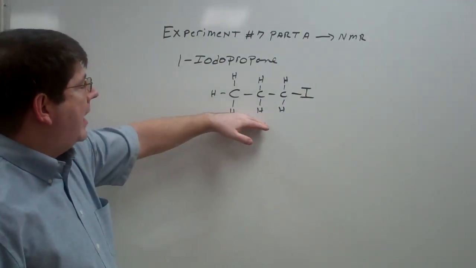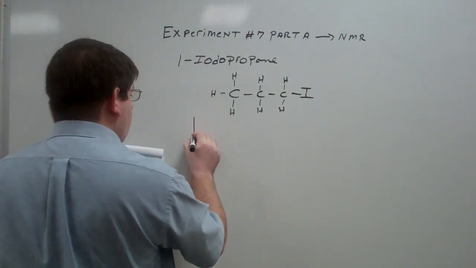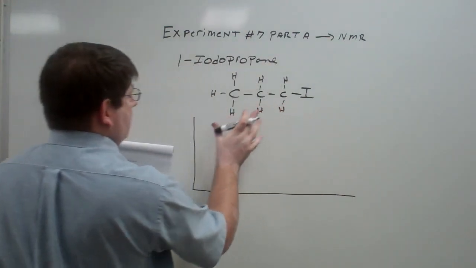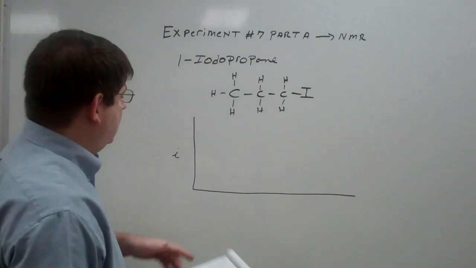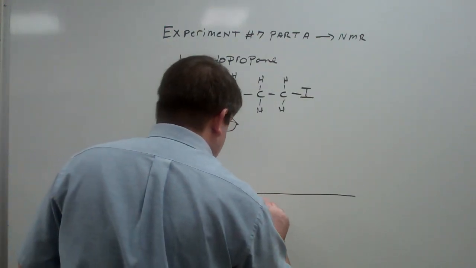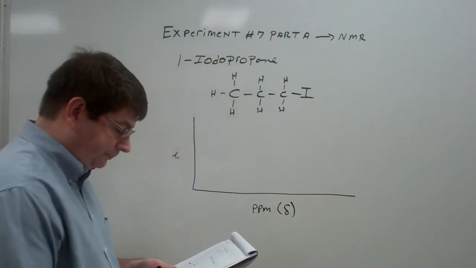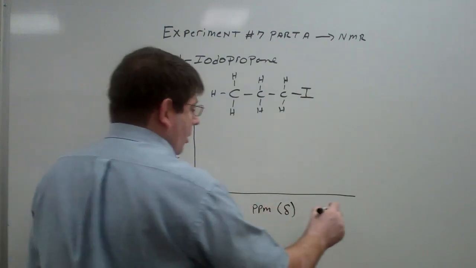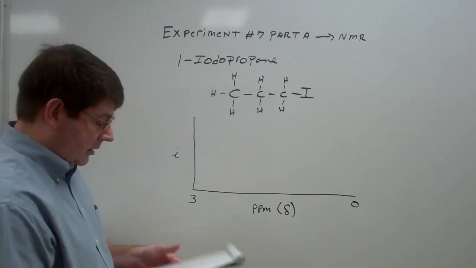Now, if you look in your lab manual, you'll see what the NMR spectrum looks like. I'm going to try to redraw it here. And we're only going to look in the region of the NMR spectrum that's relevant for this particular molecule at this point. So on the y-axis, you have the intensity of the signal. And of course, on the x-axis is the parts per million, known as the delta. And for this molecule, we're only going to look from about 0 to 3 parts per million in the NMR spectrum.